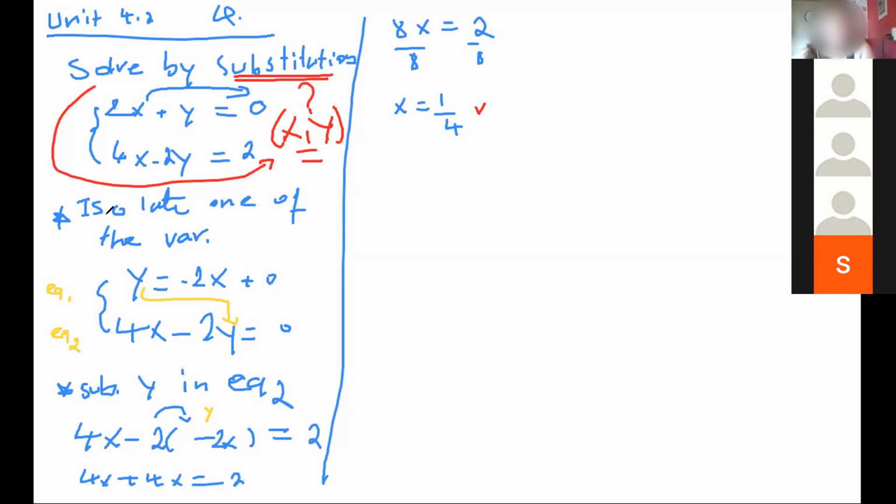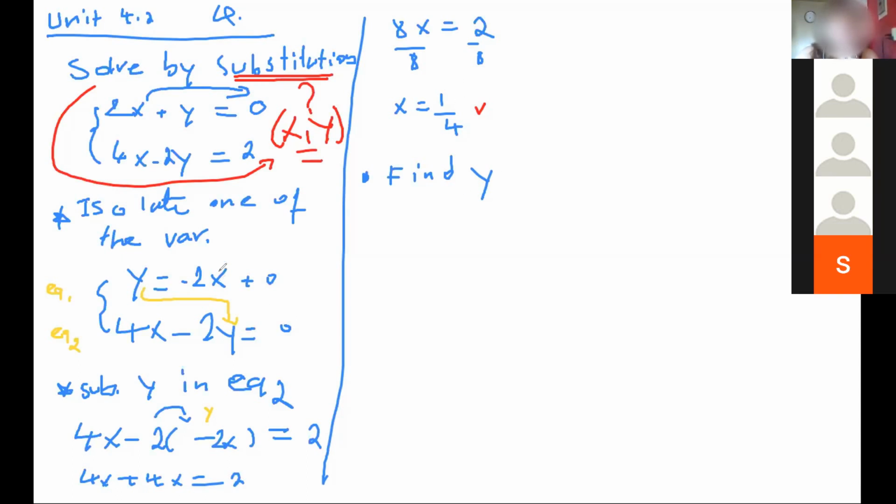That's the first part. So isolate, we did. Substitute y in equation 2, and we solved. Now, the third step is to find what? What do you find now? We have x. What's missing? Y. So find y. How do you find y using x?